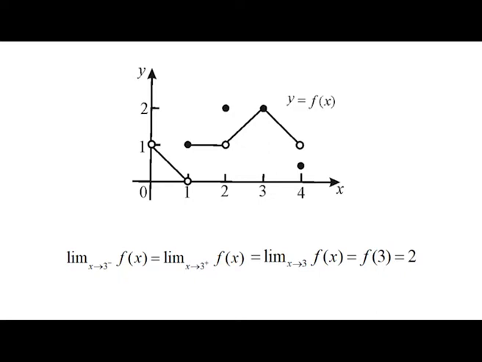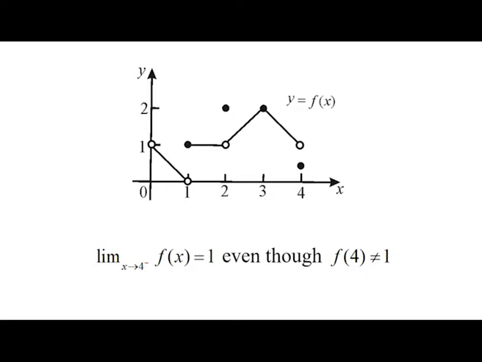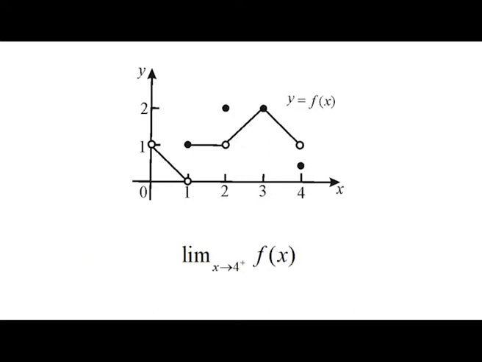We also have limit of f of x as x approaches 4 from left is 1 even though f of 4 not equal to 1. Limit of f of x as x approaches 4 from right does not exist as the function is not defined to the right of x equal to 4, and limit of f of x as x approaches 4 does not exist as the function is not defined to the right of x equal to 4. At every other point a in closed interval 0 4, f of x has a limit f of a.